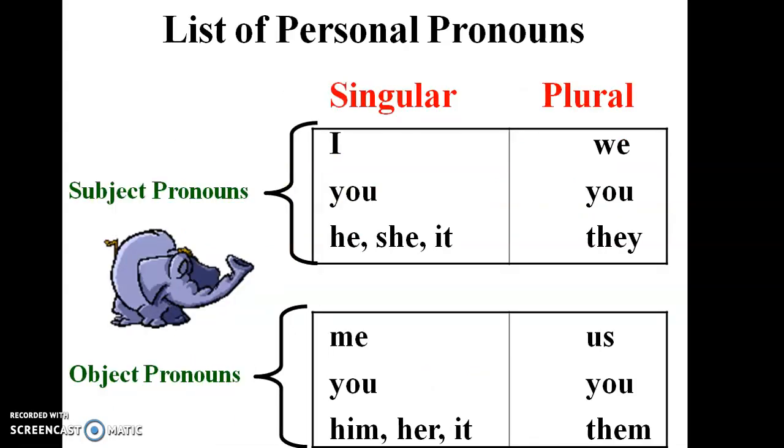So, the list of personal pronouns. What kind of personal pronouns do you know? We have the singular and also the plural form, of subject pronouns and object pronouns, for example. The singular form of the subject pronouns are I, you, he, she, it. The plural form of the subject pronouns are we, you, and they. What about the object pronouns? The singular form of the object pronouns is me, you, him, her, it. And the plural form of the object pronouns is us, you, and them.